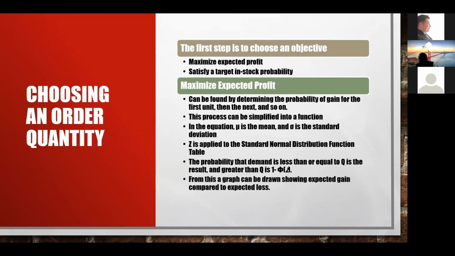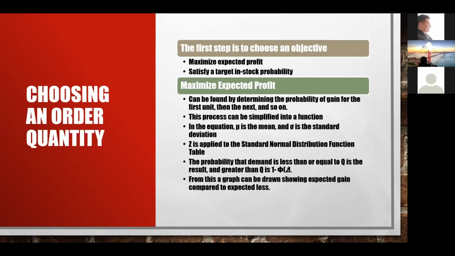This can be found by determining the probability of gain for the first unit and the next, and so on. This process can be simplified into a function. With the equation for the mean and standard deviation, z is applied to the standard normal distribution function in the table. The probability that the demand is less than or equal to Q, which is the number, is the result, and greater than Q is 1 minus that.